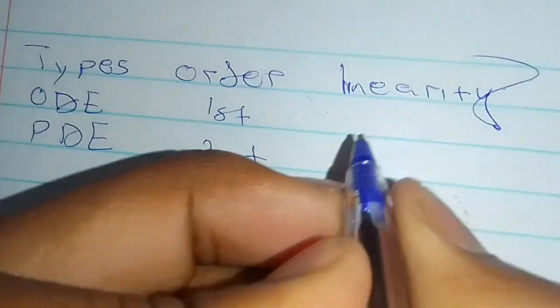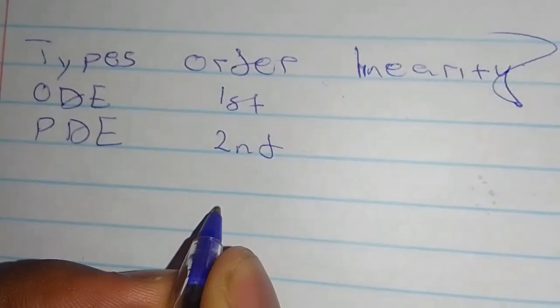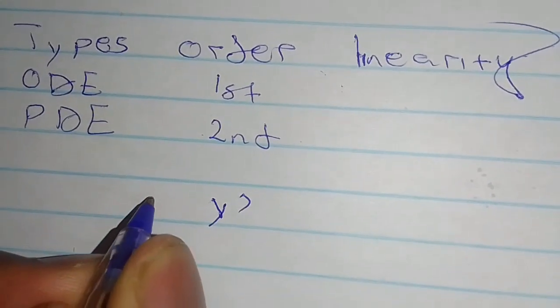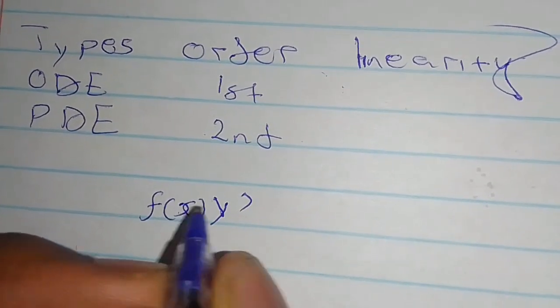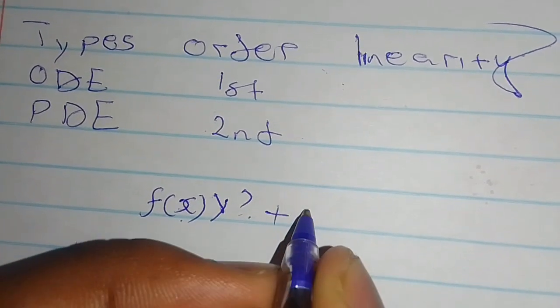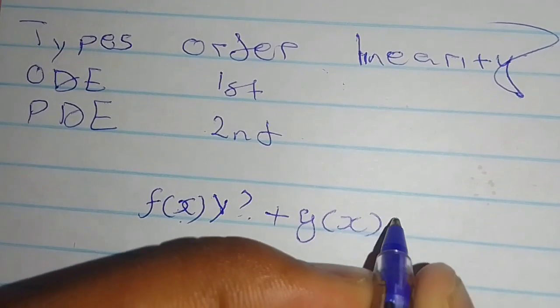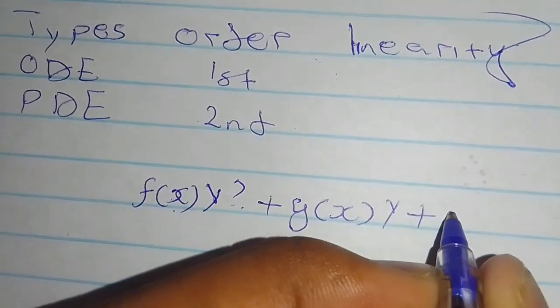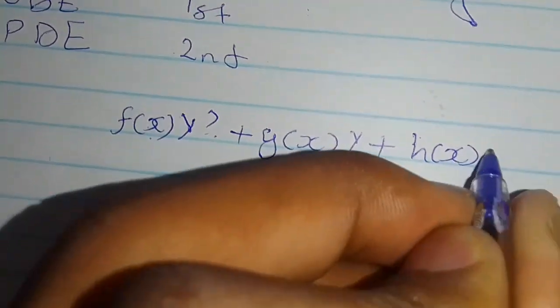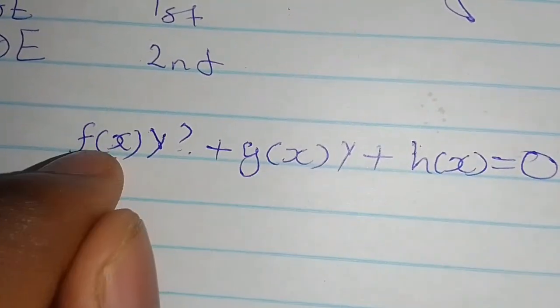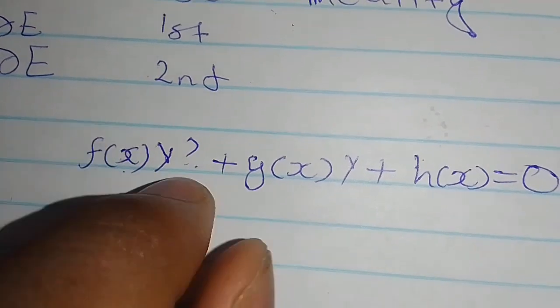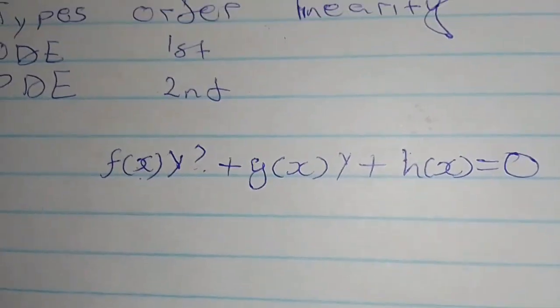it's linear. If it's first order and it's linear, you're technically gonna have some x function multiplied by y prime plus some x function multiplied by y plus some x function, let's just call it h at x. This will just technically give us 0. So from this one we can tell that it's linear because we have every x function.